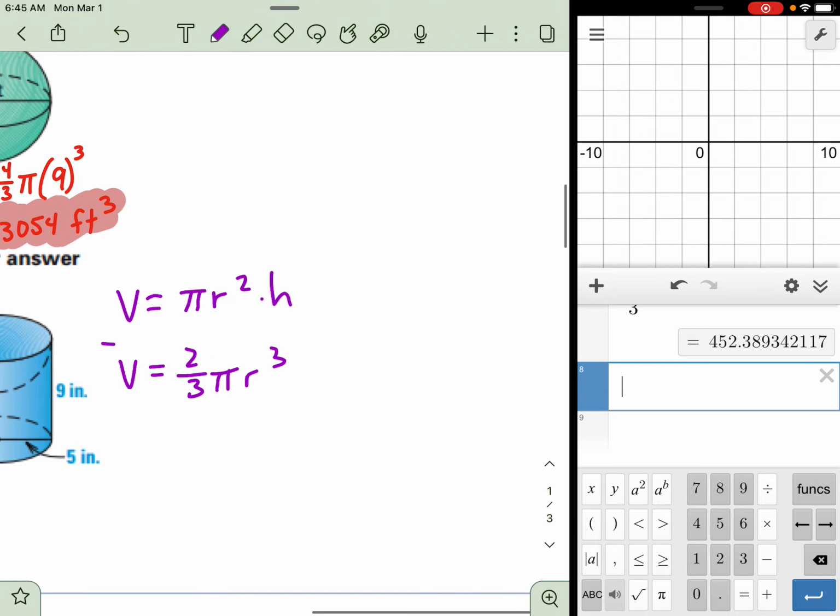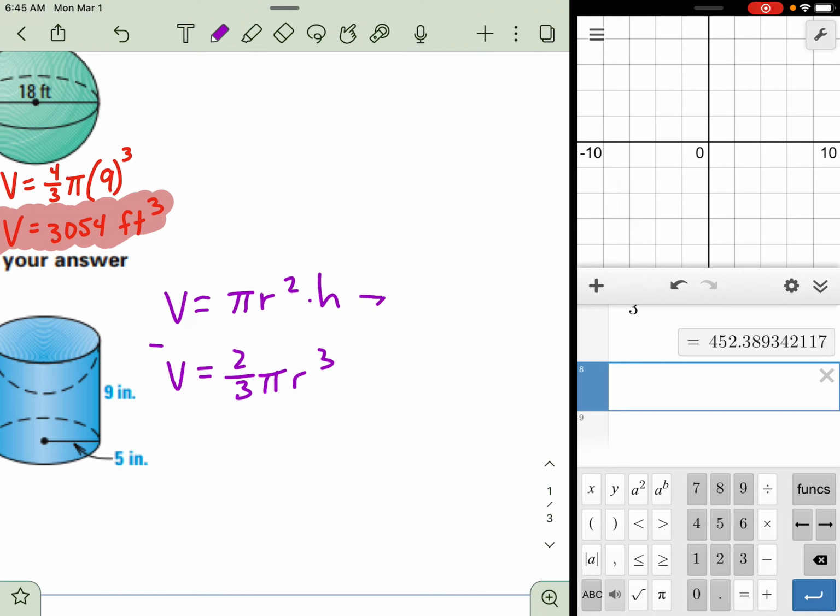All right, so pi r squared times height would be pi times 5 squared times the height of 9, and then the volume of the hemisphere, same radius. That's the nice thing about these composite shapes, is their radius is the same. So once you find one radius, it's pretty much just plug it in and plug it into your calculator and go.